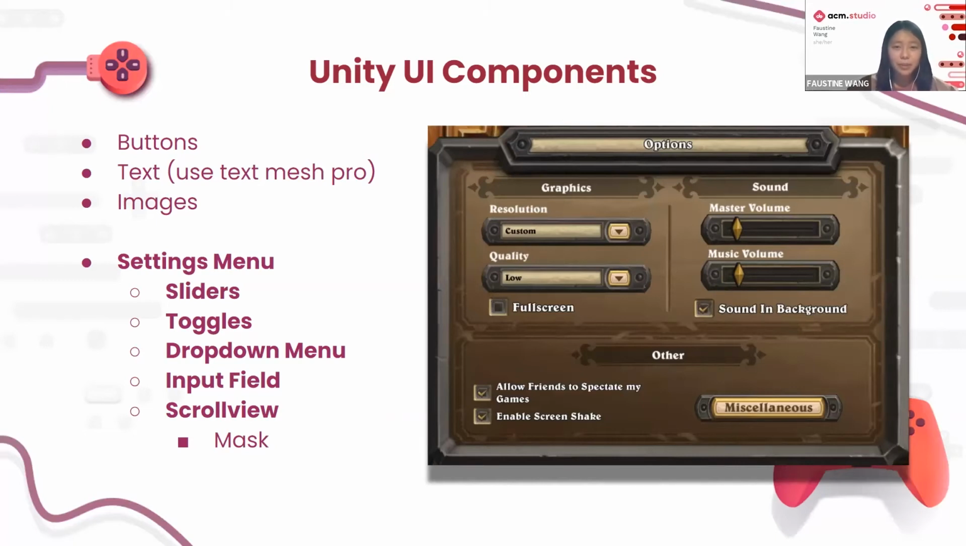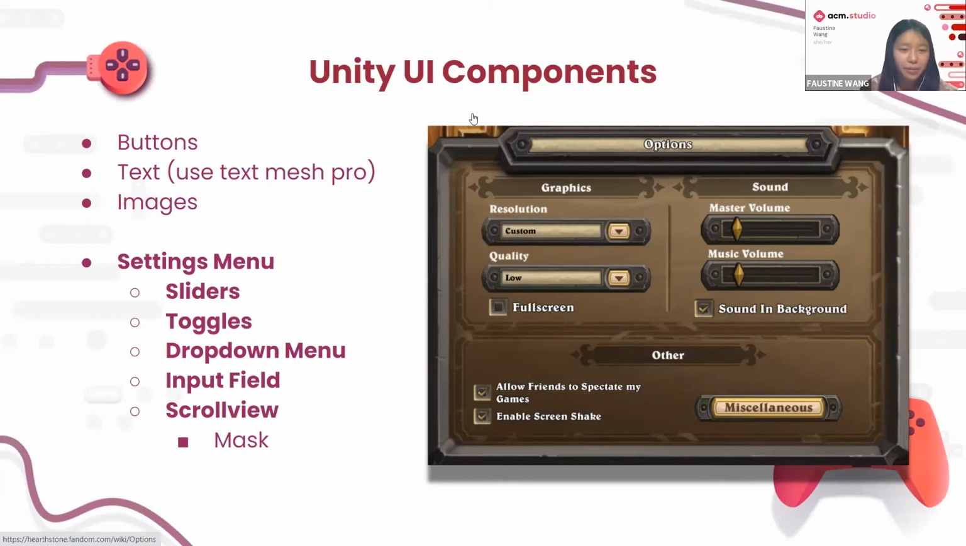And Unity has some built-in game objects that you can use to make these sliders and drop-down menus. And we can explore them together here. Okay, yeah. Let me switch back to my Unity.